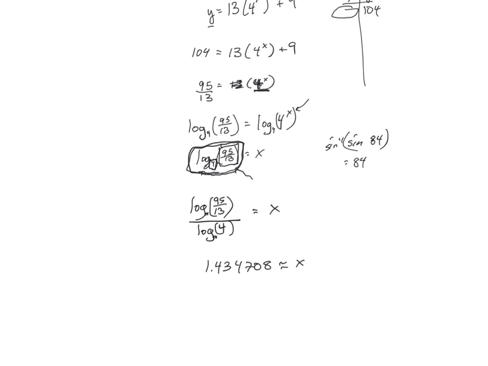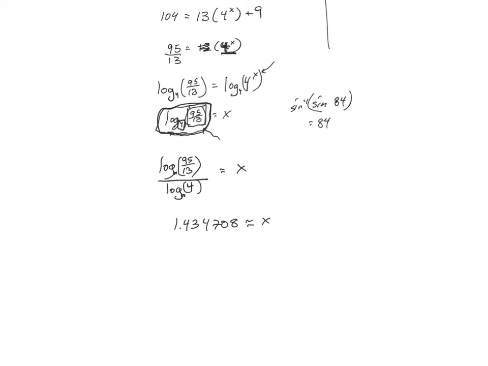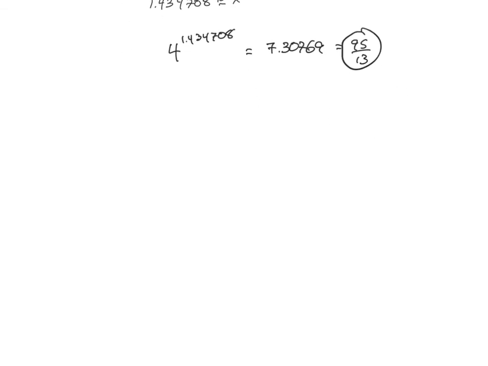Let me test that out. Let me see if that actually works in my answer. I'm just going to see 4 to the power of this. I'm just going to keep the number in my calculator to have it exact. So 4 to the power of that answer equals 7.30769. Let's multiply that by 13. And we got exactly 95, right? So this is exactly 95 over 13. So it does work.